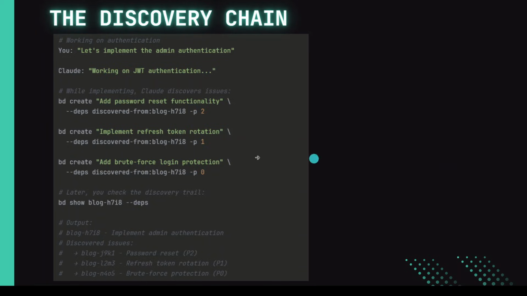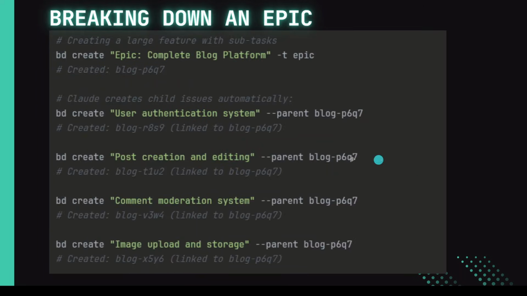And as I said, there are a lot of other chains, like the discovery chain. Every discovered issue is linked to the work that found it. You get a complete audit trail of: while building X, we discovered Y, Z, and W, and it just files it away. And then if you want more fancy stuff, there is also a parent-child relationship, which lets Claude break down large features into trackable pieces. Each subtask is automatically linked to the parent epic.